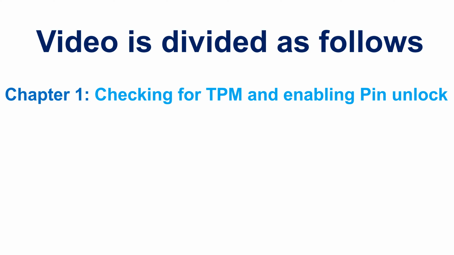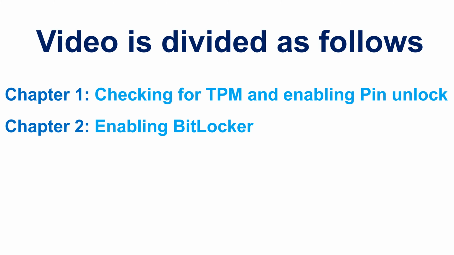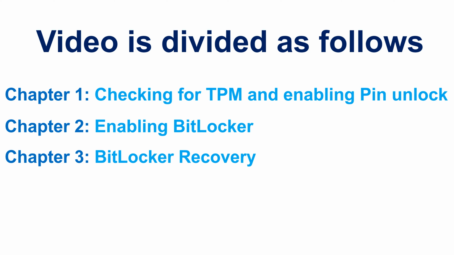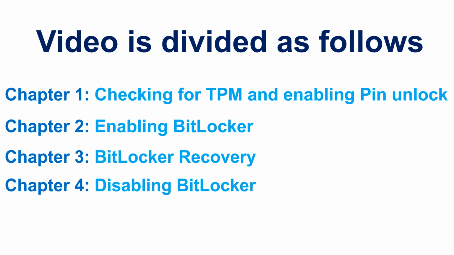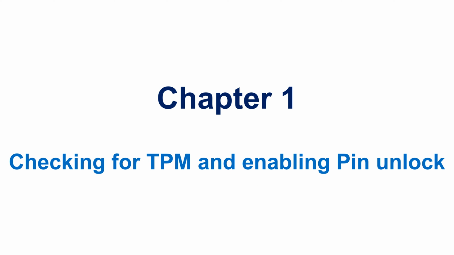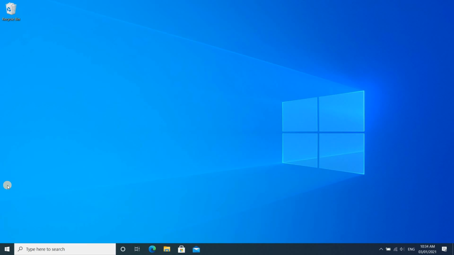This video is divided as follows. Chapter 1, checking for TPM, Trusted Platform Module, and enabling PIN unlock also. Chapter 2 is enabling BitLocker. Chapter 3, BitLocker recovery, using the recovery key, and Chapter 4, disabling BitLocker. So feel free to jump to the chapter that is of interest to you. You can find the link to the chapters in the description. So let's start with Chapter 1, which is checking for TPM and also enabling PIN unlock.